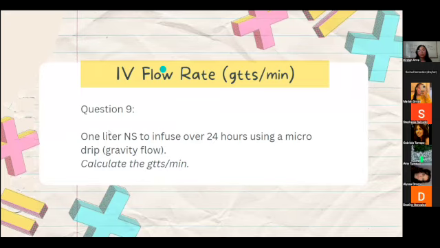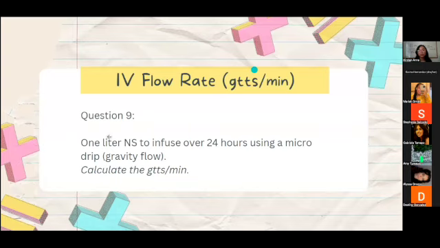1 liter normal saline to infuse over 24 hours using a micro drip. I don't think they're going to put the micro drip in the exam. They're definitely going to give you an exact calibration. So it might be 60 drops per minute, or it might be 15 drops per minute. They'll tell you. But just in case, micro drip is going to be 60 drops per minute. So we have our 1 liter normal saline that needs to be converted into milliliters over 24 hours. This needs to be converted into minutes, right?